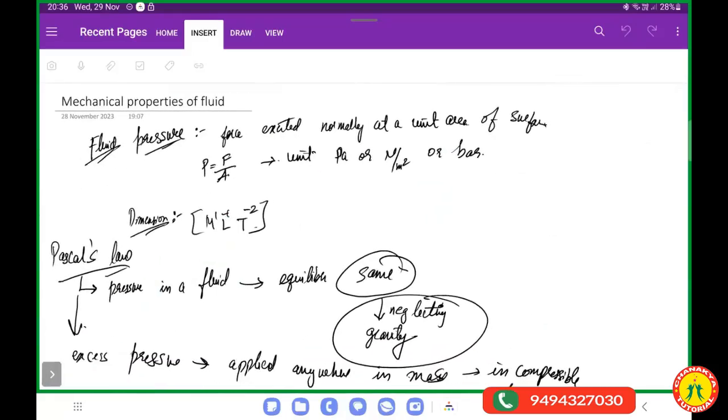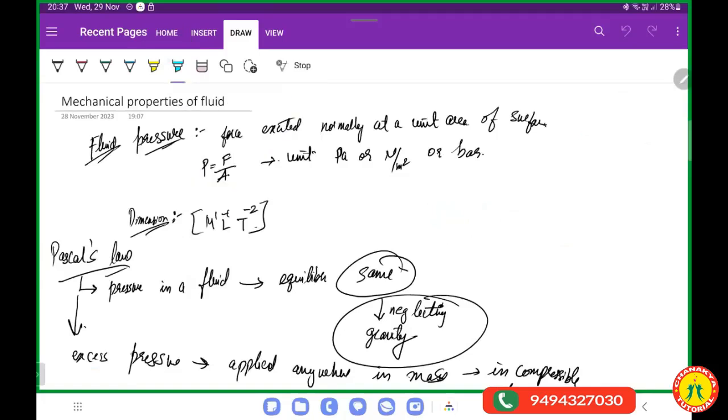So what we discuss here is fluid pressure. Fluid pressure means the pressure exerted on the fluid, the liquid. So what is pressure here? Force per area. So force exerted around that object normally, per unit area. That is the fluid pressure.